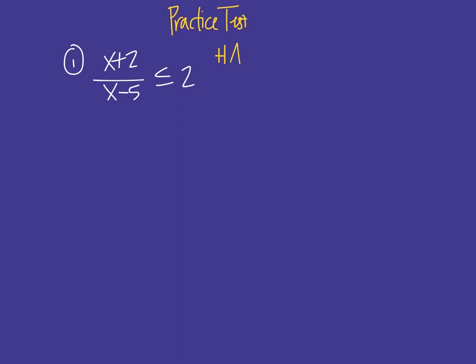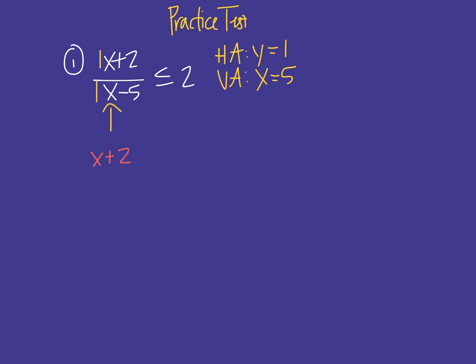So the horizontal asymptote is going to be 1 because they have the same degree, and the ratio is 1. The vertical asymptote is going to be x equals 5 because right there, if I plug a 5 in, I'm going to end up getting a 0 in the denominator.